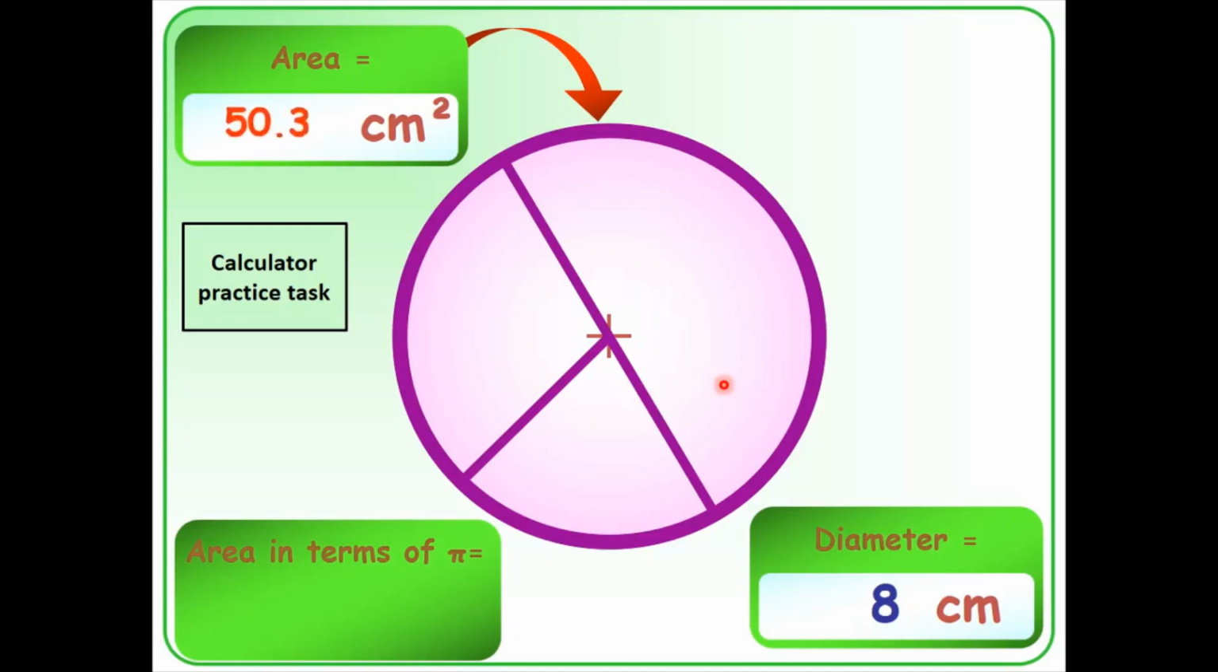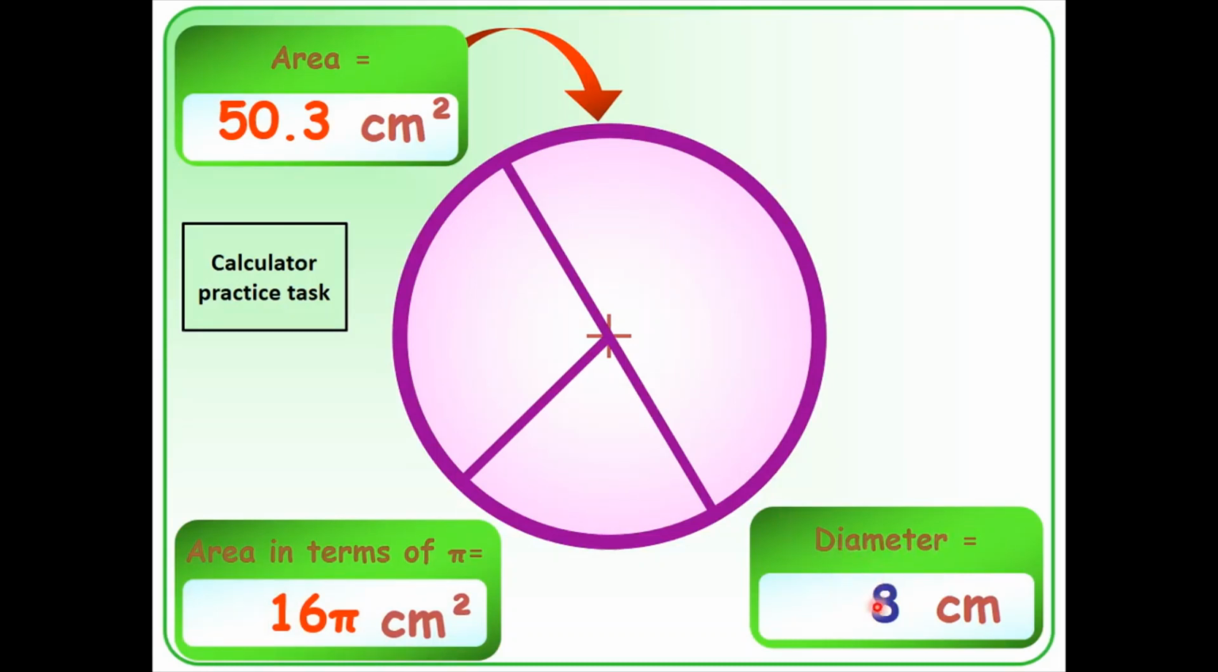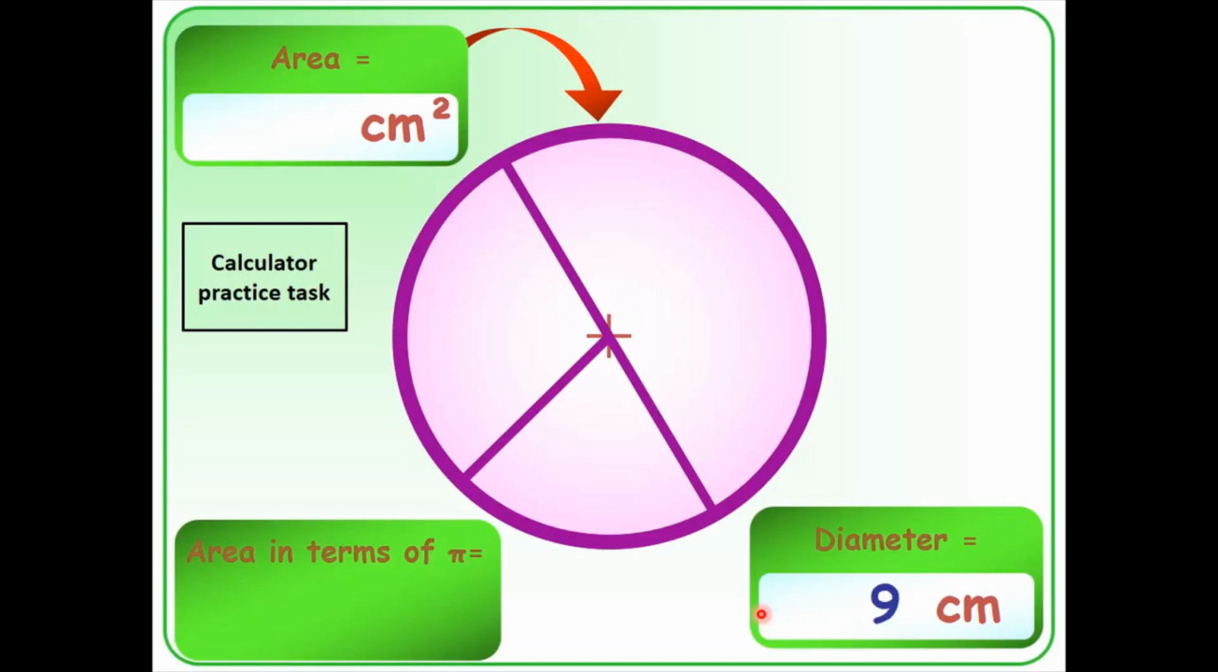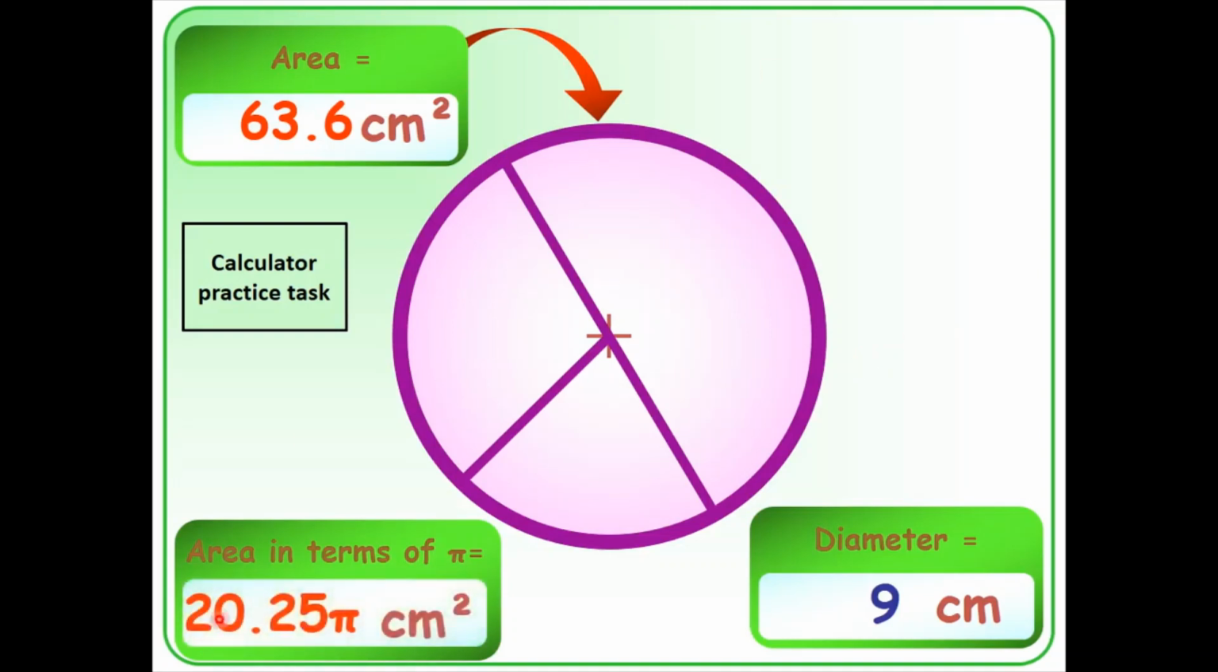Here's the answer, 50.3 centimeters squared, and in terms of pi, that would be 16 pi. Because if the diameter is 8, you've got to half it, which is 4. 4 squared is 16, and that's the area. Next, the area of this circle, again the diameter is 9, so half that is 4.5. 4.5 squared is 20.25, so 20.25 pi, if it's said in terms of pi, because you have a calculator in your hand, 63.6.